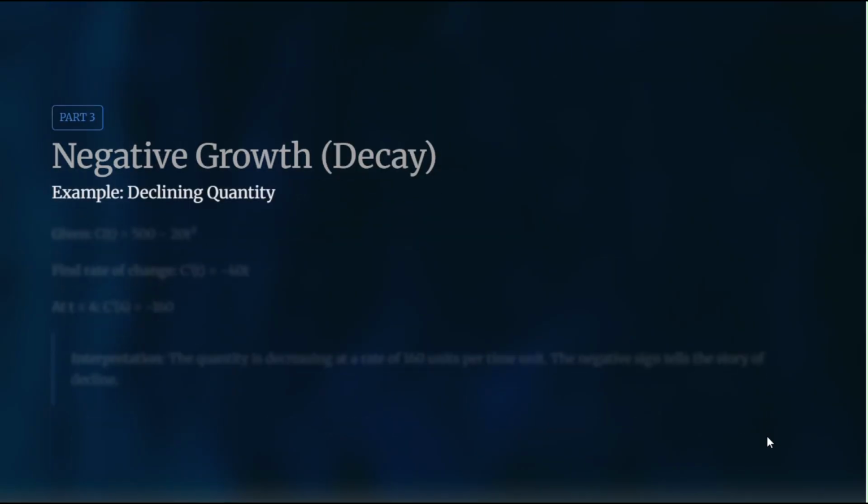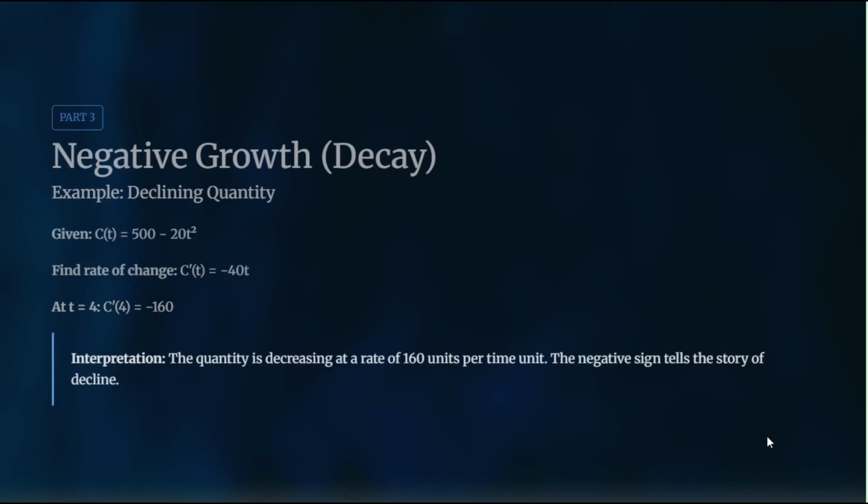In this next example, we'll see negative growth, or what we call decay, because not all derivatives are positive. When a derivative is negative, it indicates decay or decrease, that is, the quantity is shrinking over time. So given the function c of t equals 500 minus 20t squared, if we want to find the rate of change, we'll find the derivative, which is c prime of t equals negative 40t. And at time t equals 4, for instance, c prime of 4 will be equal to negative 40 times 4, which is negative 160.